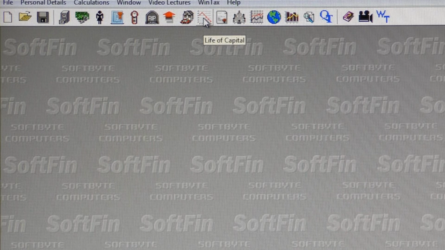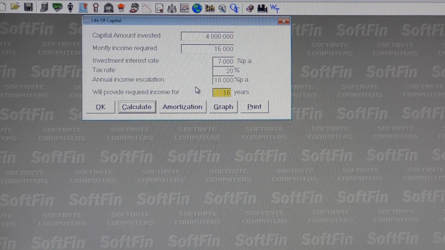This icon allows access to a life of capital calculator where we can see how long an invested capital amount would last, drawing escalating income and with tax implications included. In our example, we invest 4 million Rand in the bank at 7% per annum. We draw 15,000 Rand a month, escalating at 10% per annum, and our tax rate is 20%. We can see that all the capital and interest is gone after 16 years.